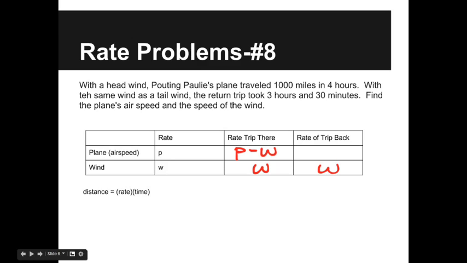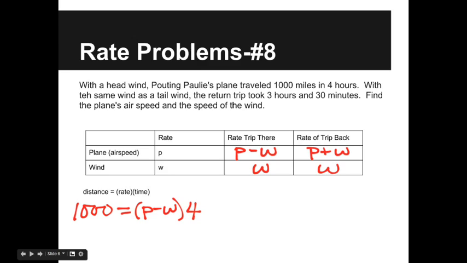And then on the way back, you have a tailwind. So does that make you go faster or slower? Makes you go faster. So we add the rate. All right. And we have our distance here. So if we use distance is going to be 1,000. The rate there, P minus W. And what's our time to get there? 4 hours.